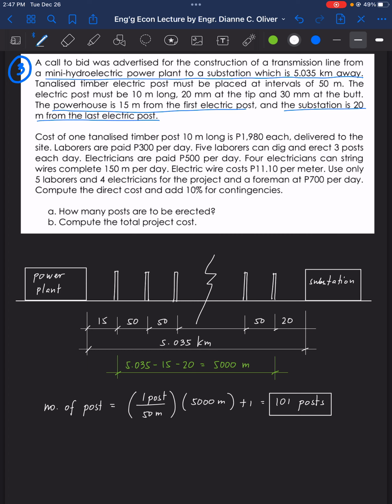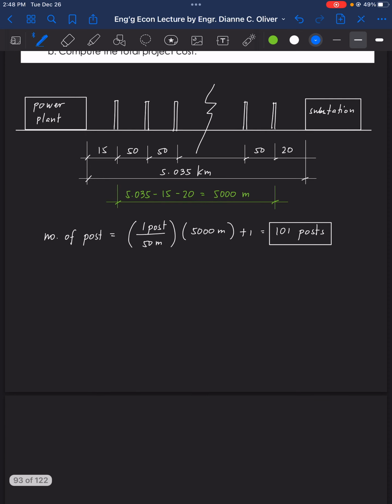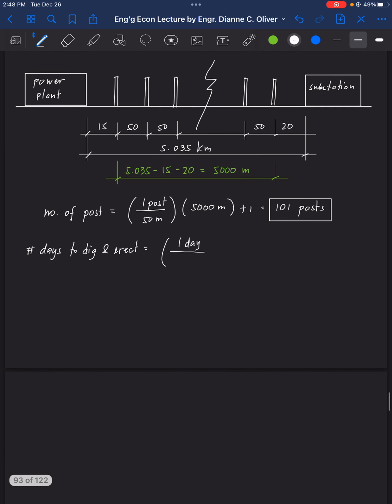So for the project cost, we need to determine first the number of days to erect them because we are paying the laborers here per day. So we need to determine the number of days. So for the laborers, they are to erect, says here, 5 laborers can dig and erect 3 posts each day. So the number of days to dig and erect, says there, in one day they can dig and erect 3 posts. So 3 posts each day.